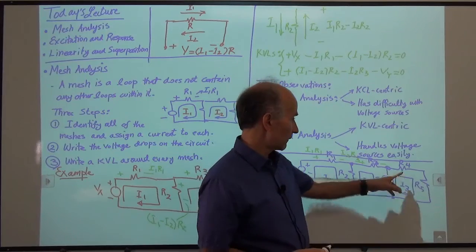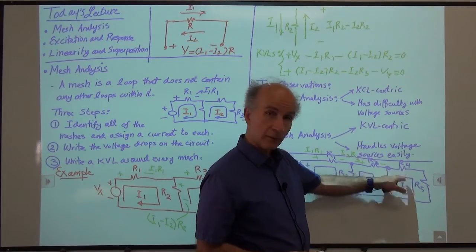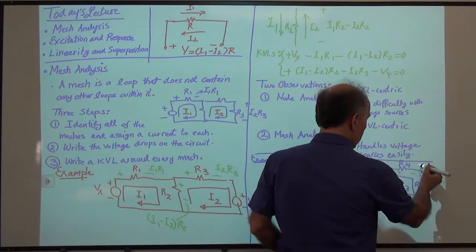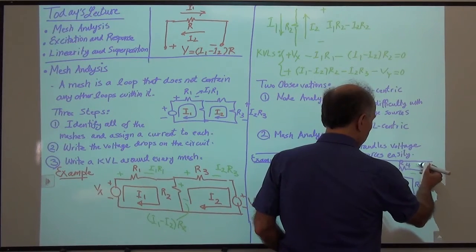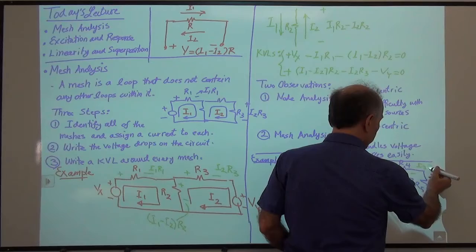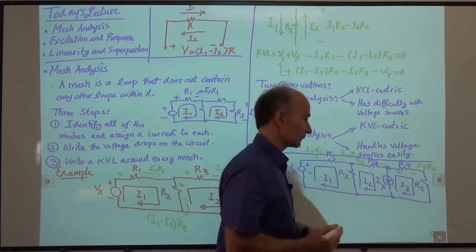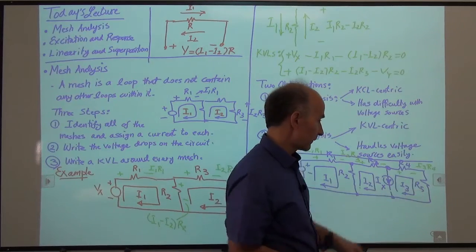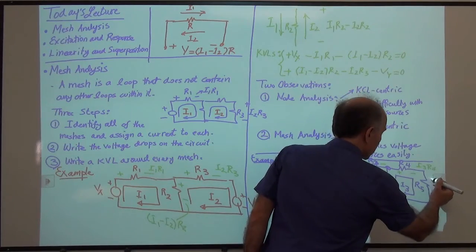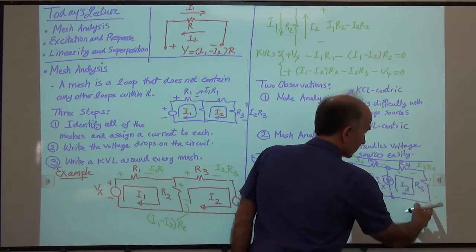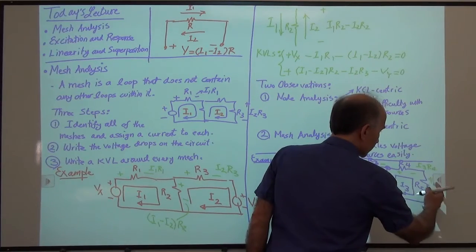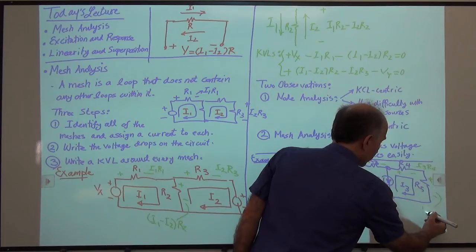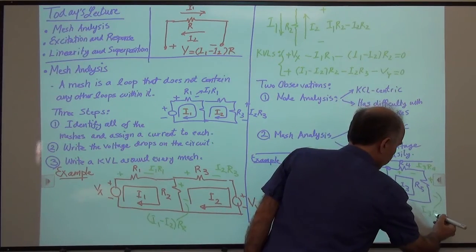All right, how about R4? I3 is going through R4, so again we have positive, negative here, and that voltage drop is I3 R4. Okay, and finally I have I3 times R5, so that would be like so. The current is going from top to bottom. So it generates a voltage that's high here, low here, and that voltage is given by I3 times R5.